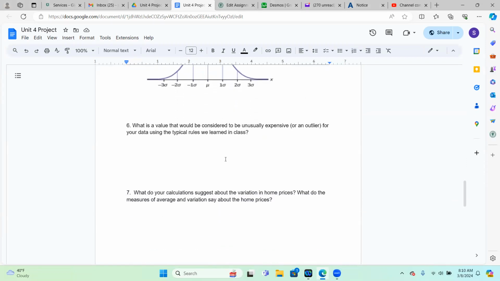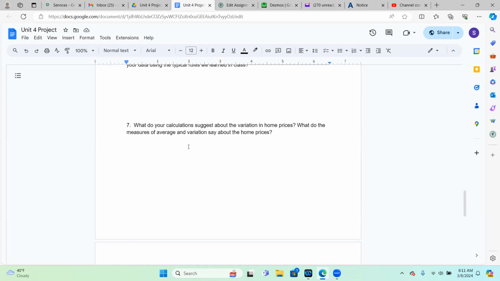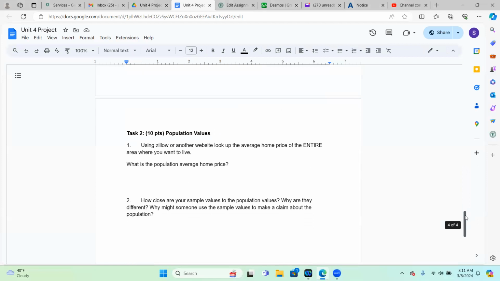Then in number 6, I'm asking you to find the value that would be considered to be unusually expensive for your data using the typical values we learned in class. And then number 7 says, what do your calculations suggest about the variation in home prices? What did the measures of average and variation say about the home prices in your area?